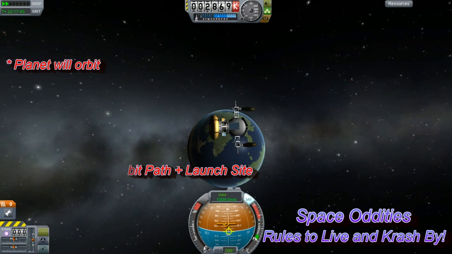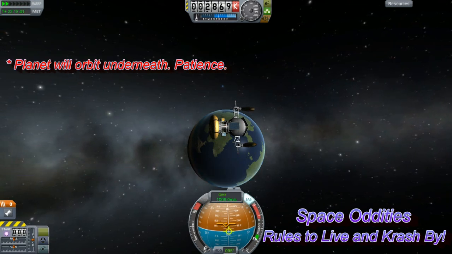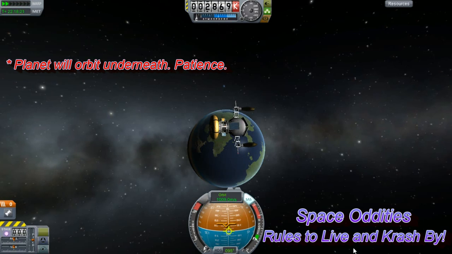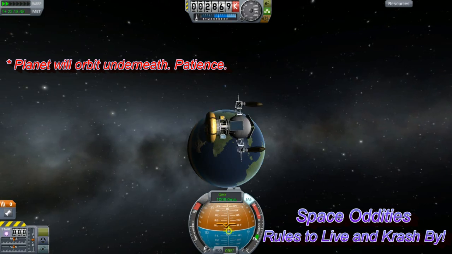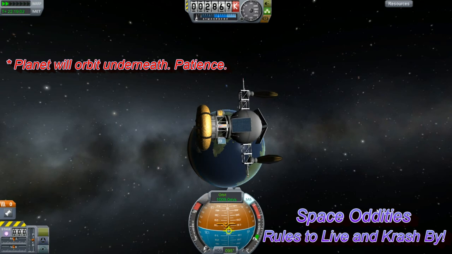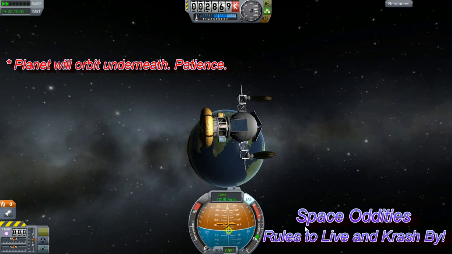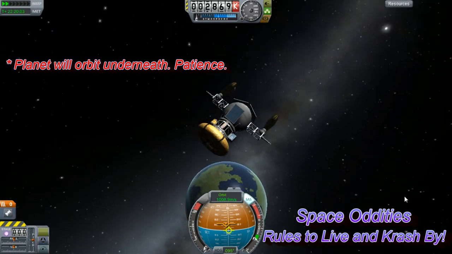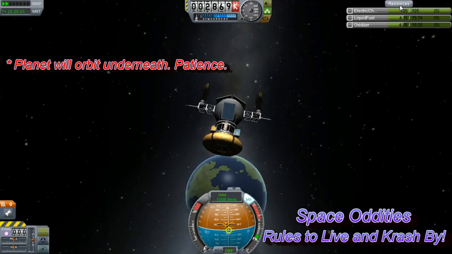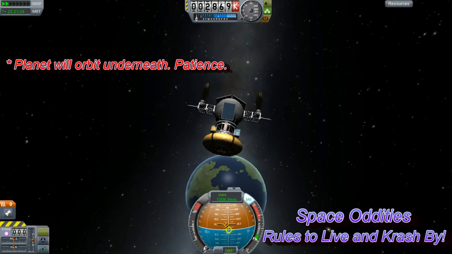And lastly, the planet will orbit underneath, so have patience. If we're in an inclined orbit and you're traveling north and you see your launch site way off to the left, don't waste a bunch of delta V changing the inclination at the pole to move the orbit over top of it. Just wait an orbit or two, and the planet will rotate your target landing site somewhere closer to underneath you.